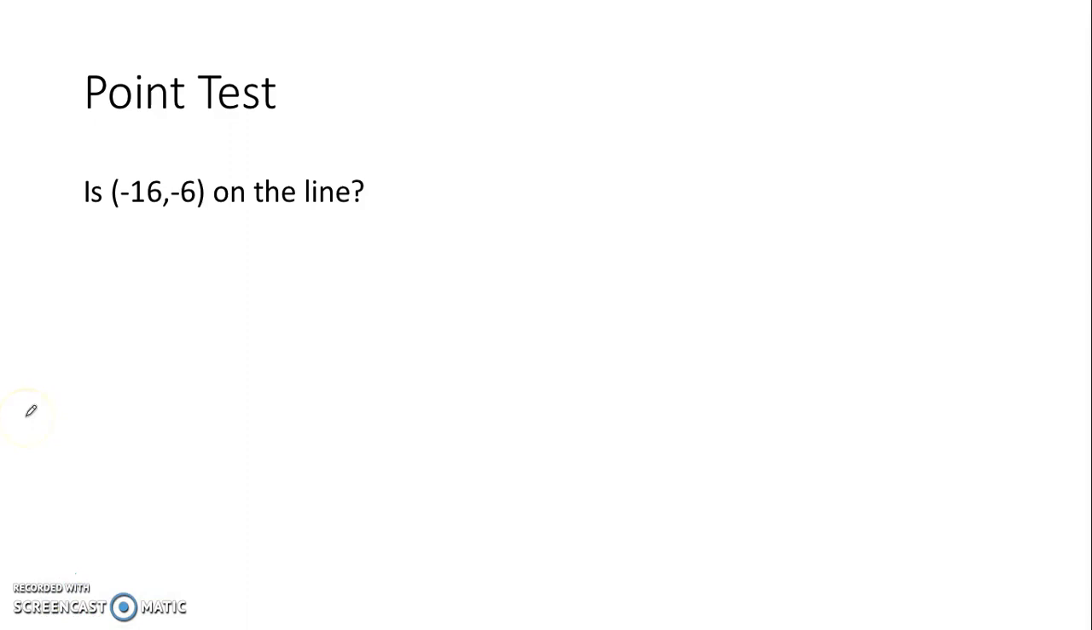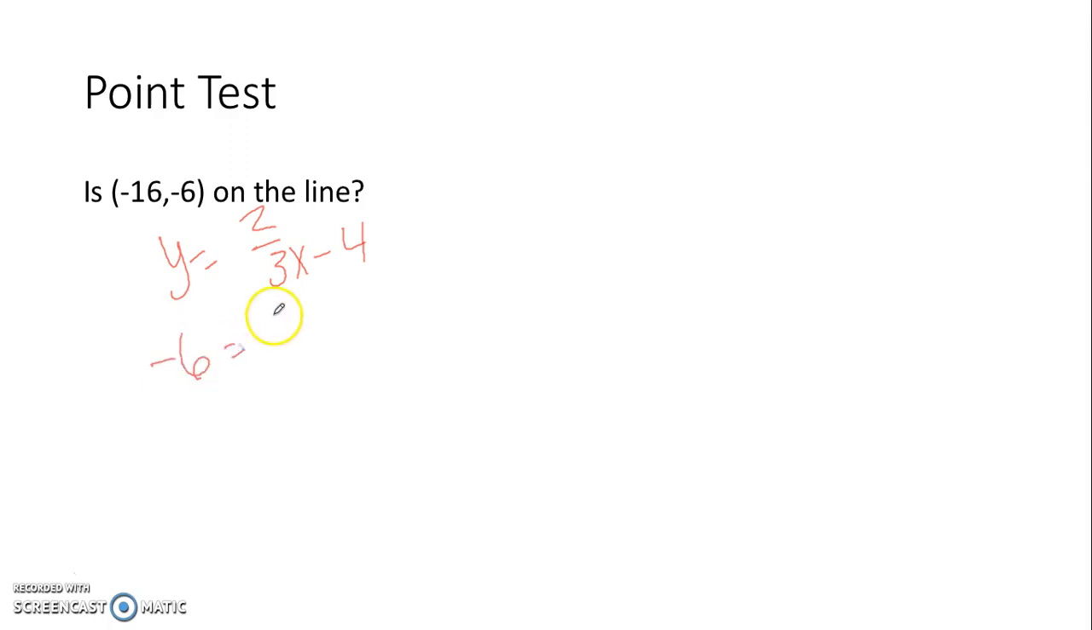Now pause this video and try it by yourself, and then resume it to check your work. Okay, so I hope that everyone checked it. So we're using the equation y is equal to 2/3 x minus 4. This is just the equation that we used with the previous graph. All right, so is (-16, -6) on the line?